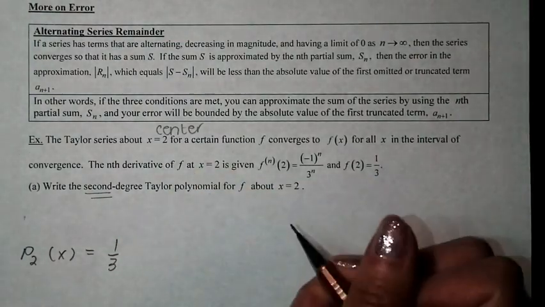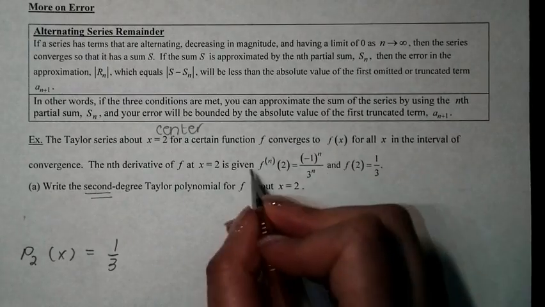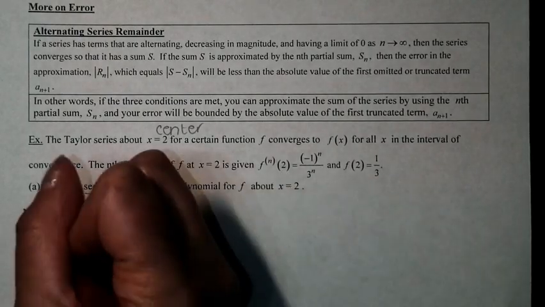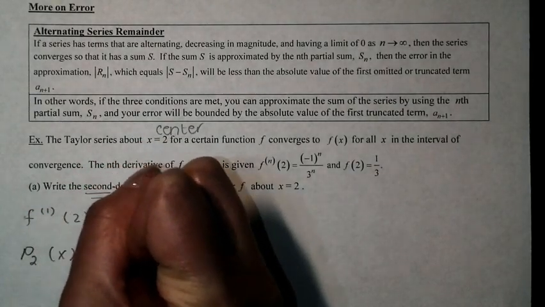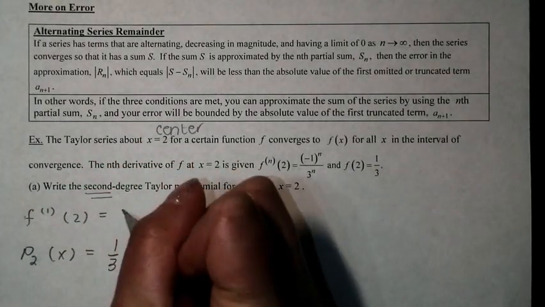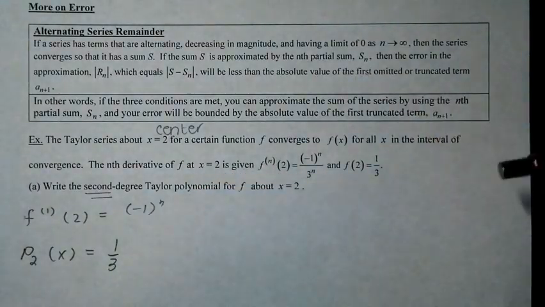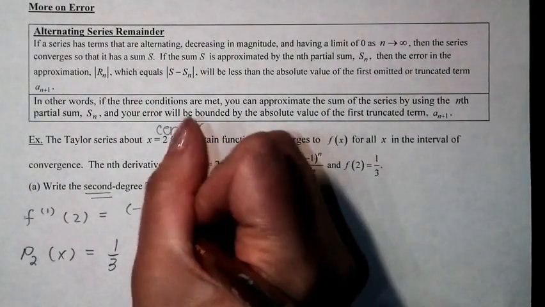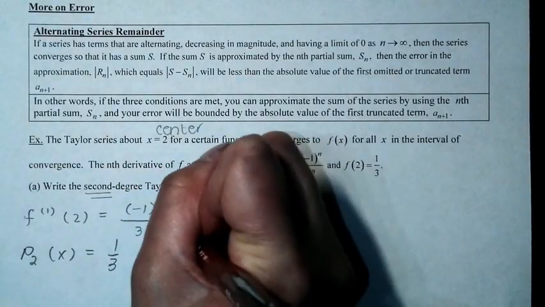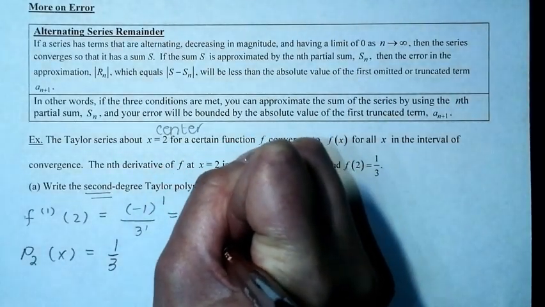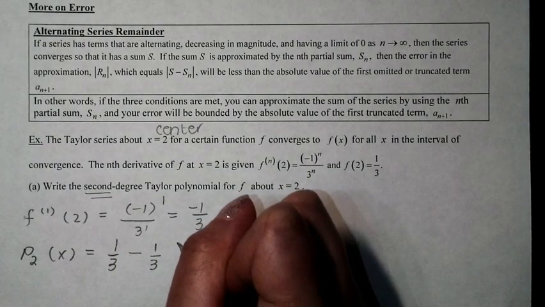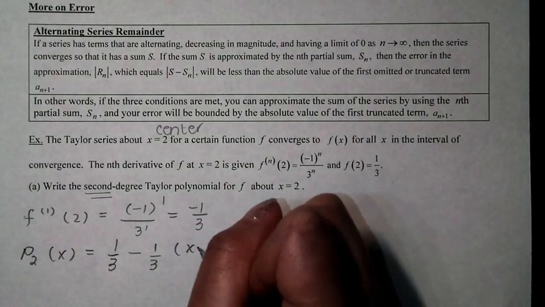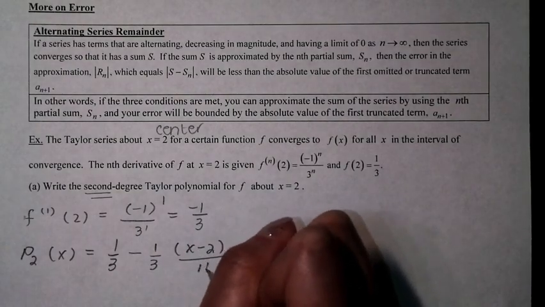Then what are you going to do? You want to find your first derivative. To find the first derivative, we need to use this one, and you're going to replace the n with 1 because it's the first derivative. So you have that the first derivative is negative 1 to the power 1, divided by 3 to the power of 1. So this is going to be negative 1/3. So you know that your next term is negative 1/3, and then you know that the Taylor polynomial form is going to be x minus 2, divided by 1 factorial.